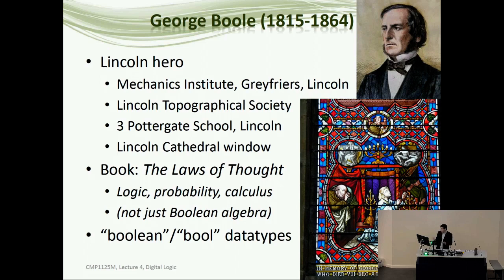There can be an advantage to working in this way. If you're not part of the academic system, you don't have to follow the trends and conform with what everyone else was doing. So he was able to do some really genius work here in Lincoln, which at the time was far away from the academic centers of excellence and the famous places. So he was a member of something called the Lincoln Topographical Society. He also worked at the Mechanics Institute here.